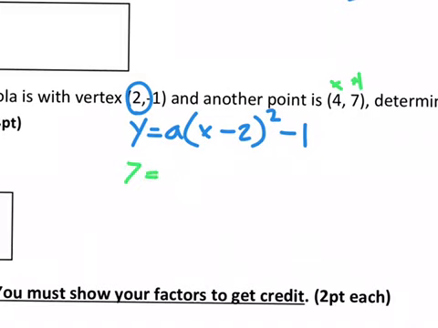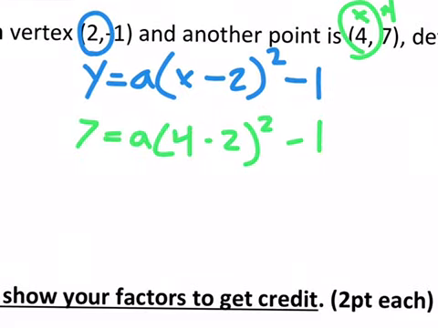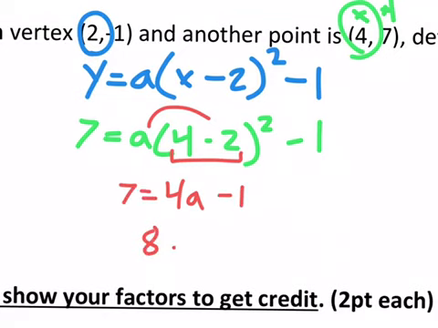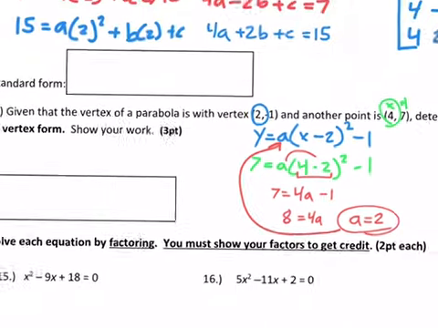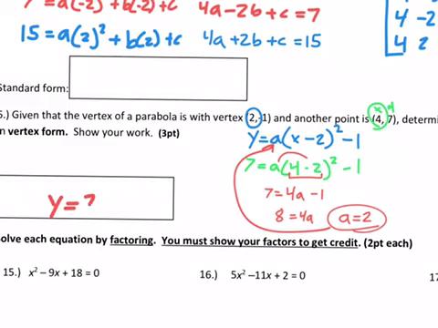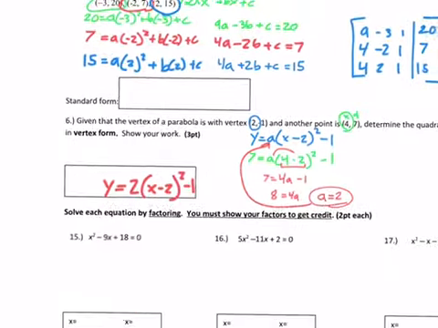So I've got 7 is equal to, plugging in this 4 for the x, so 4 minus 2 squared minus 1. 4 minus 2 is 2. Square that gives us a 4. So 4 times then the a. 4a minus 1 is equal to the 7. Add the 1 to the other side. Divide by 4. And get that a is equal to 2. So we just take that 2, plug it back into a there, and that's our answer. So we have y is equal to 2 times (x minus 2) squared minus 1.